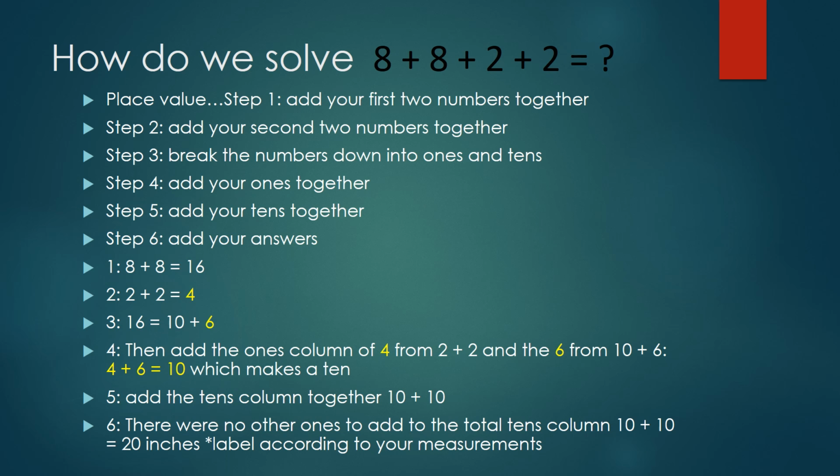Step 3, we're going to break our numbers down into ones and tens. So the only one that we can break into ones and tens is from step 1, the number 16. That was our answer for 8 plus 8. So 16 broken down into place value equals 10 plus 6. Write this down in your notebook. We have 1 ten and 6 ones.